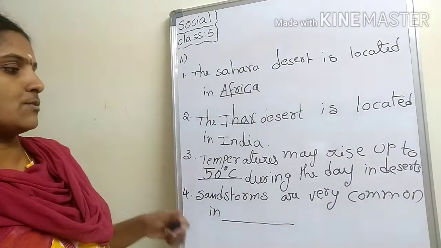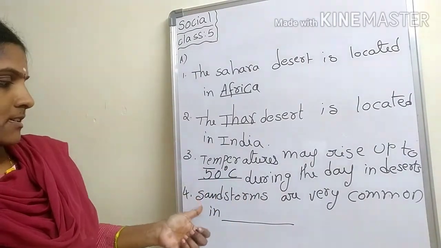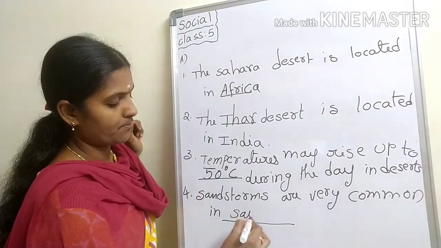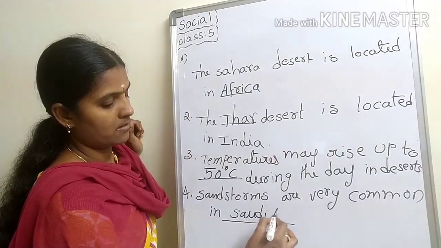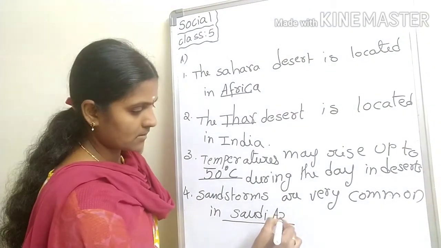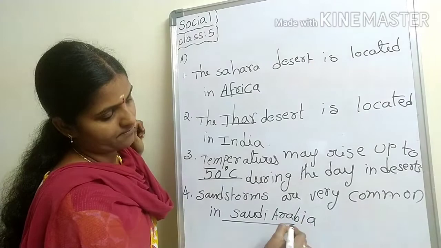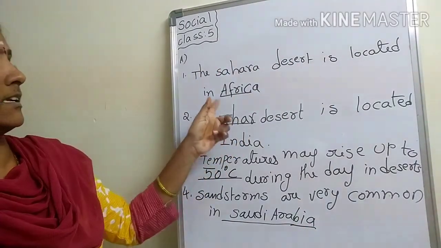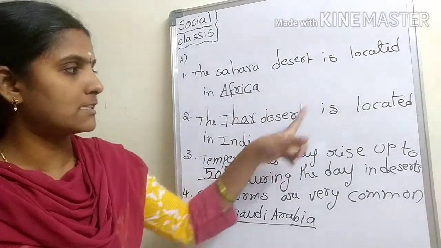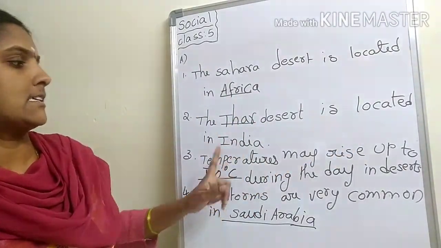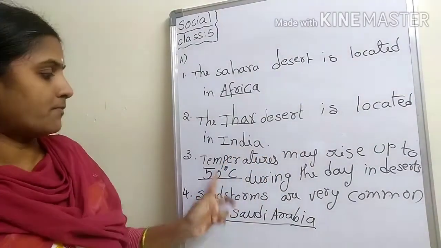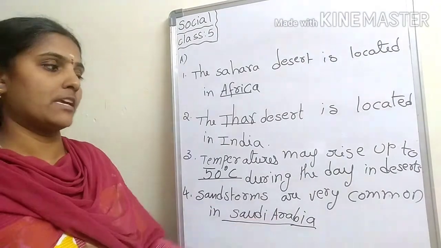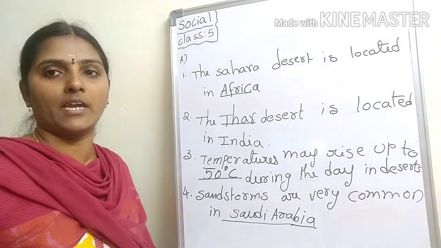Celsius during the day in deserts. Sandstorms are very common in Saudi Arabia. One, the Sahara Desert is located in Africa. The Thar Desert is located in India. Temperature may rise up to 50 degrees Celsius during the day in deserts. Sandstorms are very common in Saudi Arabia.